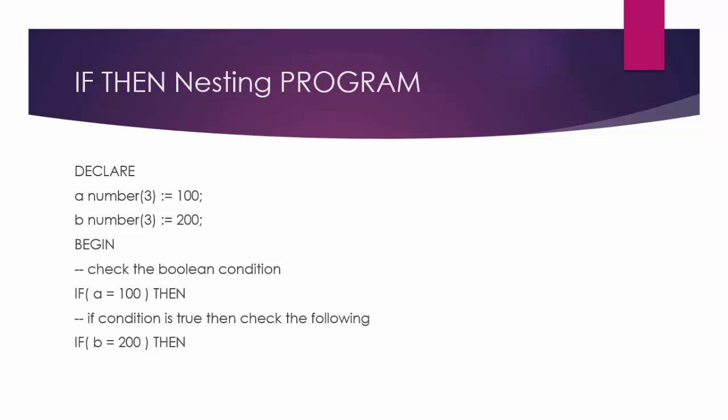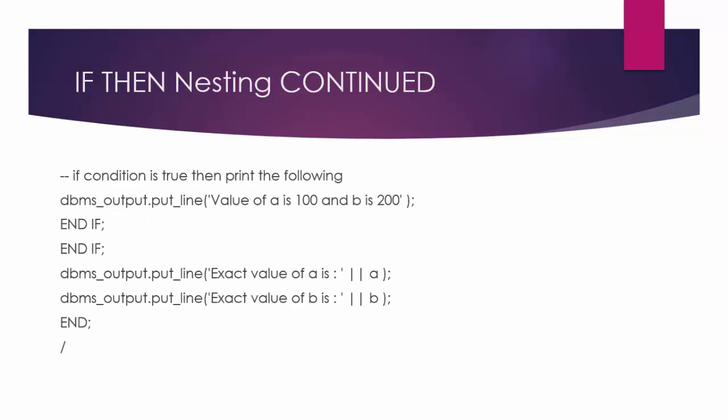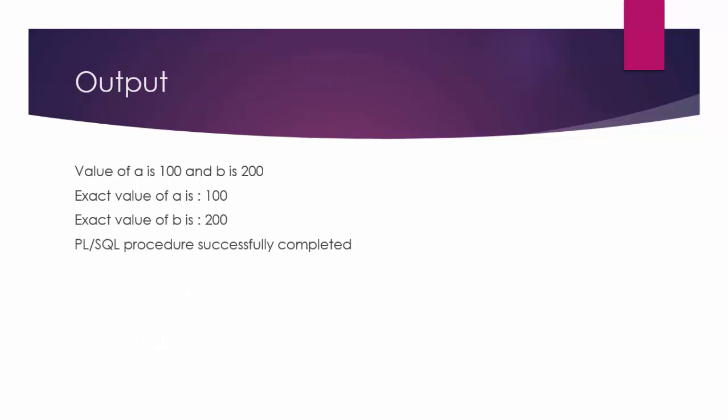Let's see what is happening in this code. We are declaring A and B and assigning the values 100 and 200 to them. In the begin clause we check if A is 100, then if B equals 200, then print value of A is 100 and B is 200. End if, end if. After that we output exact value of A is 100, exact value of B is 200. As you can see, this is the output.